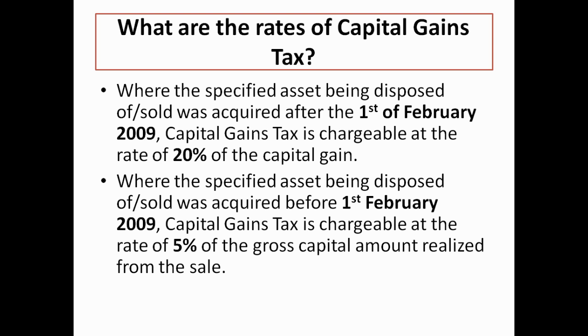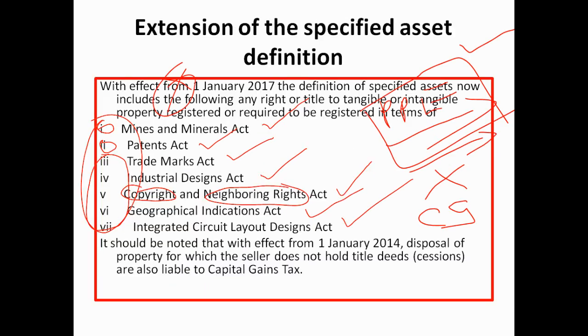So what are the rates? I think we have talked about capital gains in general, or the basic definition. We said these are gains that arise from a sale of a specified asset. Then we defined what specified assets are. We said these are immovable property, and marketable securities, and an intangible or tangible asset registered in terms of this list of the patents, the minerals, the trademarks, the industrial designs.